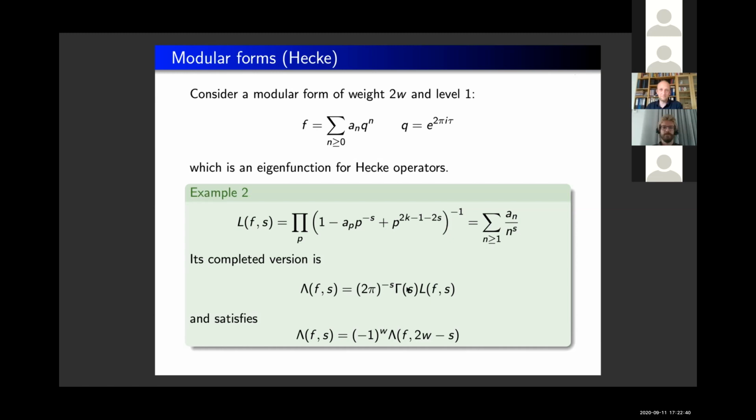So one should really think of the gamma factors here as a product of 2 gamma factors. And in general, the number of gamma factors is called a rank. So these are really rank 2 objects. And so Hecke also proved that the functional equation is this one here. So the weight is w, there's a sign, and the axis of symmetry is 2w minus s. Okay, very classical.